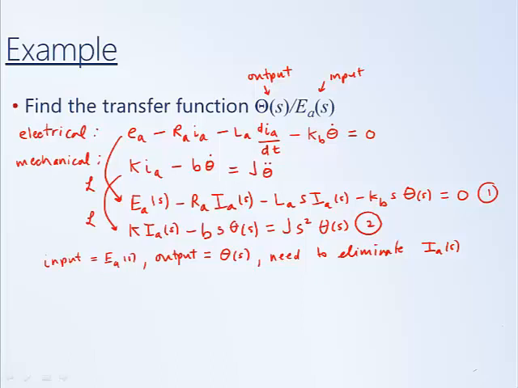In essence, we can solve one of the equations for IA of S and then substitute that expression into the other equation. So for example, from equation 2, we can solve for IA of S. I can take this term and add it to the right hand side and factor out theta of S. I had the J S squared already over there. I add the B S to the right hand side. I factor out the theta of S. And then I divide through by K.